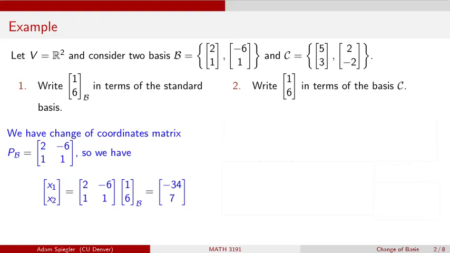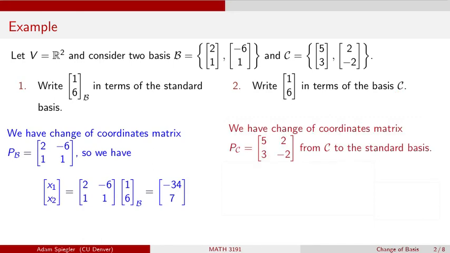The next question is asking us to take the vector (1, 6), which is written with respect to the standard basis. So this is a vector which is 1 unit to the right, 6 units up. And I want to write this in terms of the basis C. So in other words, I want to say how many times would I need to multiply the vector (5, 3), and then add some other multiple of the vector (2, -2) in order to wind up with the vector (1, 6). So now we're going from standard basis to non-standard basis C.